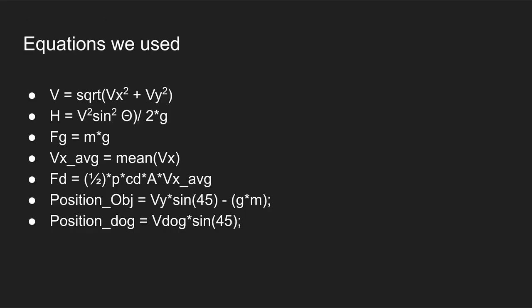Using MATLAB's polyfit and polyval functions, we were able to find the velocities in the x and y directions from the points found using the tracker. We then found the total velocity using the first equation listed, and then using those found velocities to find the maximum height. To solve our position ODEs, we found the force due to gravity and the force due to drag in order to account for those when observing the positions of the objects versus Fritz.